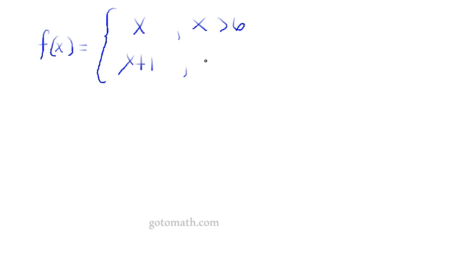Okay, we have the function f of x, a piecewise function, and of course this is traditionally how it's written, big curly bracket there. We have x, and the domain of this part of the function is x greater than 6, and then we have x plus 1, and its domain is x less than or equal to 6, and we're asked to find the limit as x approaches 6 from the right hand side.